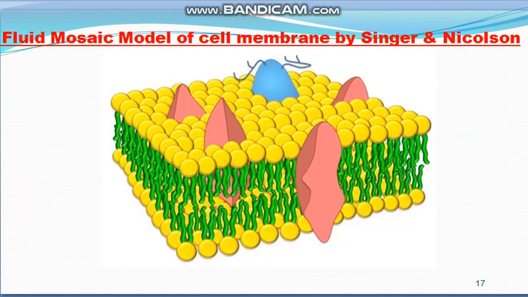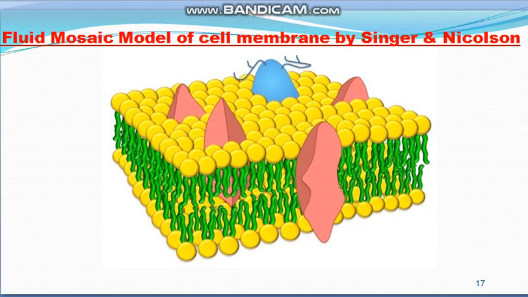And the next model is known as the fluid mosaic model of the cell membrane, and it was given by Singer and Nicolson. This model was given in 1972, and it is known as the fluid mosaic model.